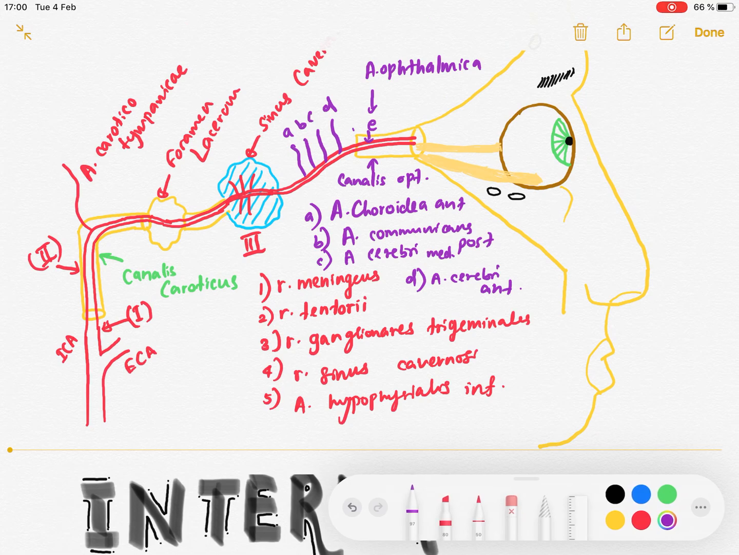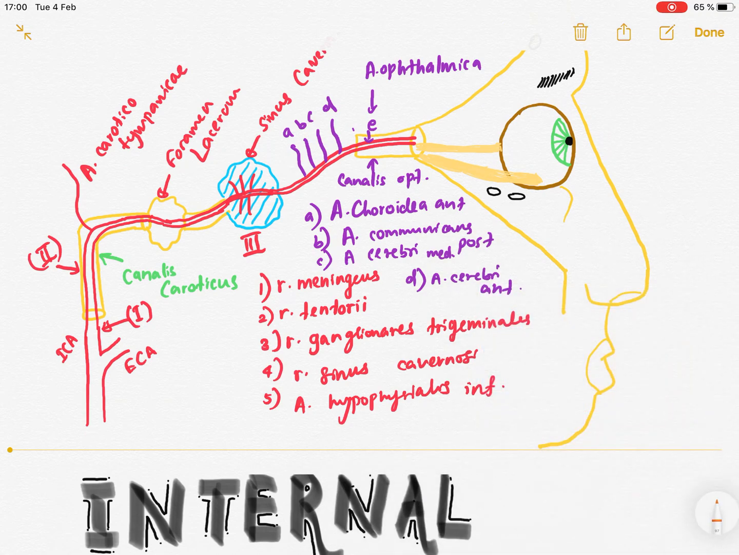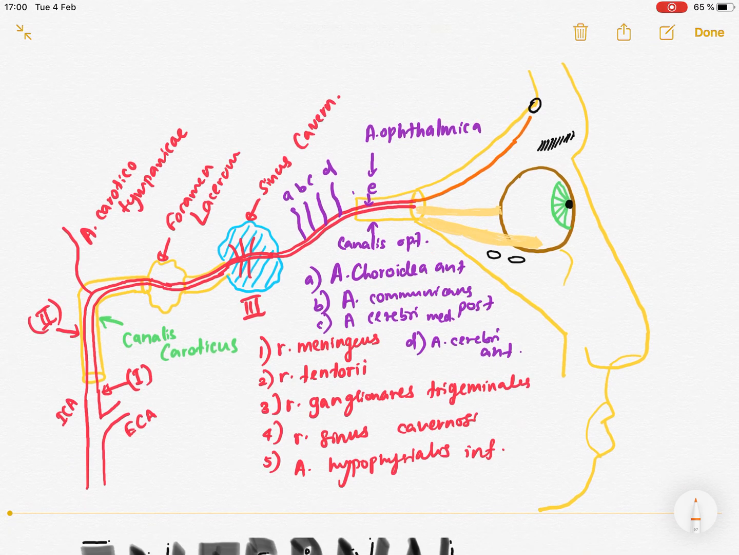When it is inside the orbit, it will give these branches. So let me draw the branches. Okay. First we will have this branch, and this is the supraorbital branch. So I will write one for that. This is arteria supraorbitalis.